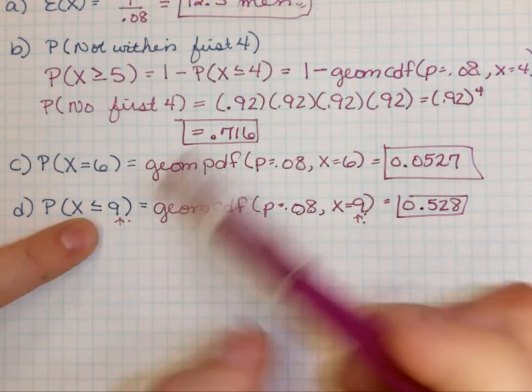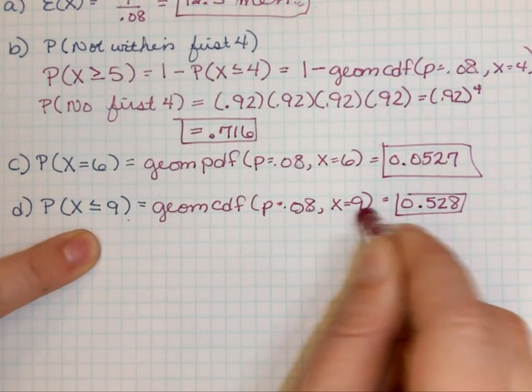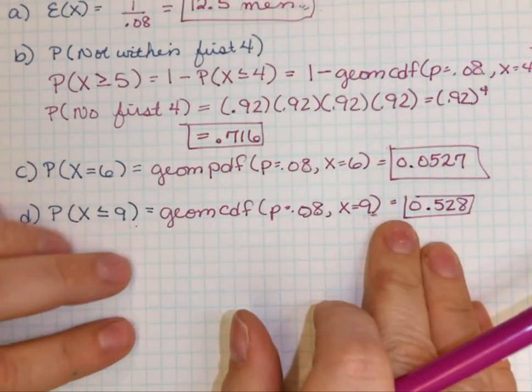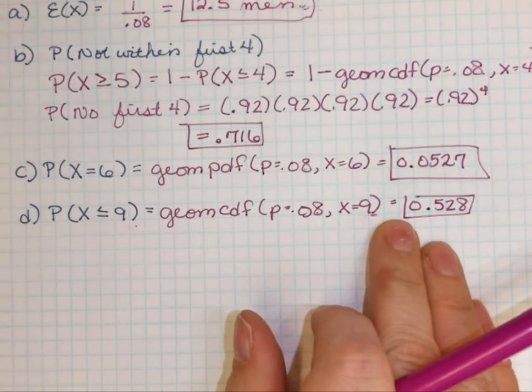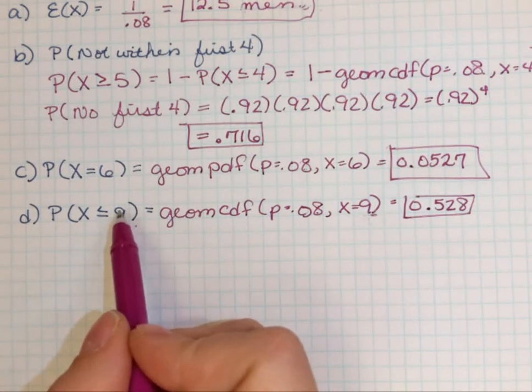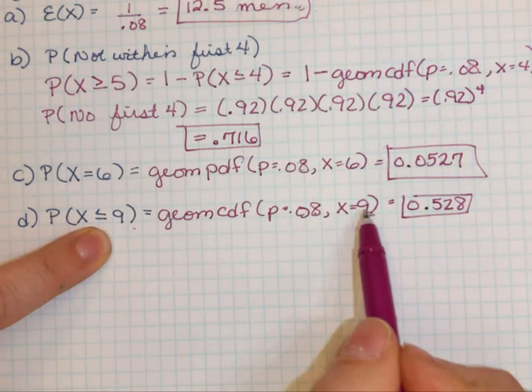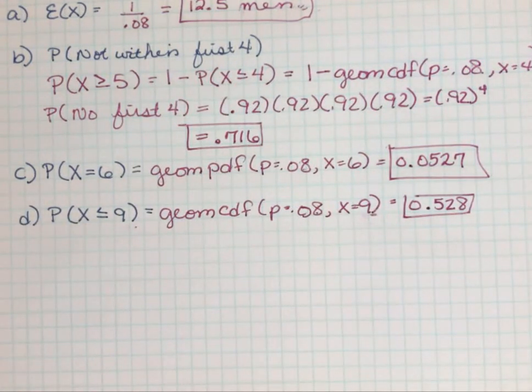Does it always have to be less than or equal to? Yes, because for CDF, it means going up to and including. Okay, so I understand if you had put less than 10, it would have technically been the same thing, but then you would have had to know that this number here would have had to have been 9. Okay? All right, good job.